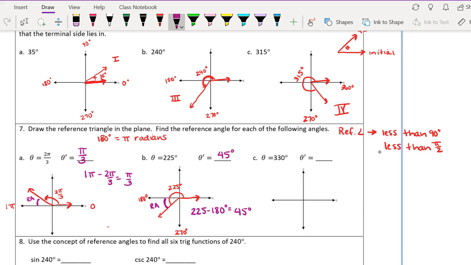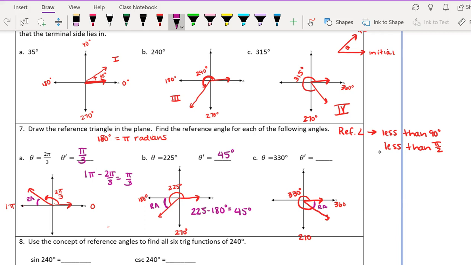Okay, for 330 degrees, again, here's 270, and here's 360. So I am going to rotate around past 270. 330 is pretty close to 360. So this is the 330 degree angle. And I'm going to go to the x-axis. So this is my RA, that's my reference angle right here.